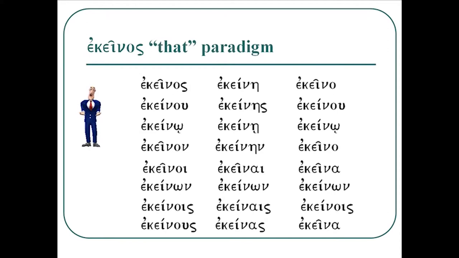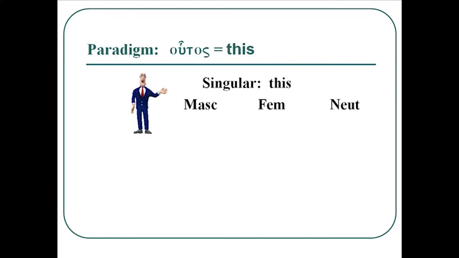So that's enough of that. Now, ekenos, that, points to something that's further away. Houtos is this, pointing to something that's closer at hand. Houtos. It's going to be a little bit more complicated than ekenos, and so you've got to pay attention here. Similar, almost in some ways, to the article that we've learned.